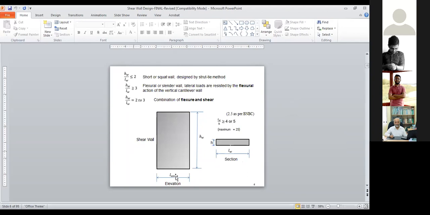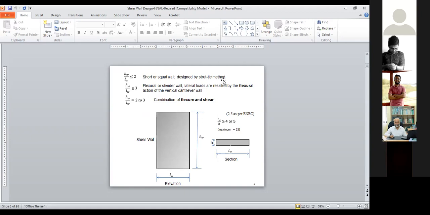Definition, like this is the height of the shear wall, HW. This is the shear wall, and this is the height of the shear wall, and the thickness of the shear wall is h, small h, and length of the shear wall, this is the section, length of the shear wall is LW. So this is the notation we used here for discussion. And when HW by LW, or when the height of the shear wall is less than 2 times of the length of the wall, we call it very short shear wall.